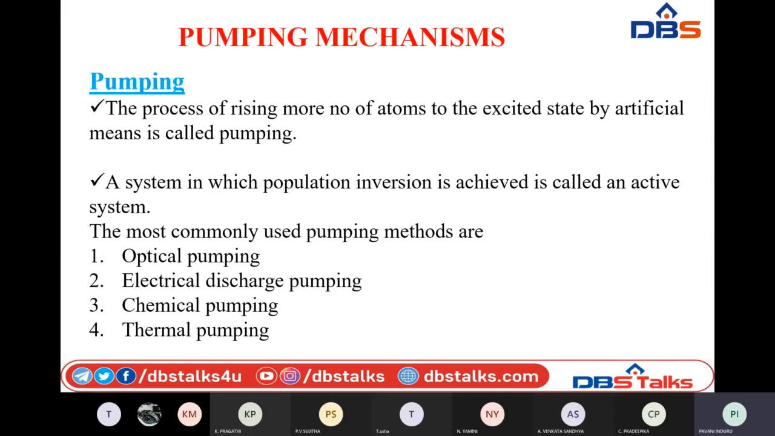So here we have different methods of pumping. Those are optical pumping, electrical discharge pumping, chemical pumping, and thermal pumping. We have another one also, that is injection carrier pumping. So different types of artificial techniques are used to raise the atoms present in the ground level to the excited state. Let us discuss first what optical pumping is.